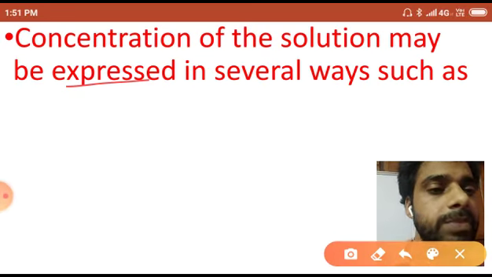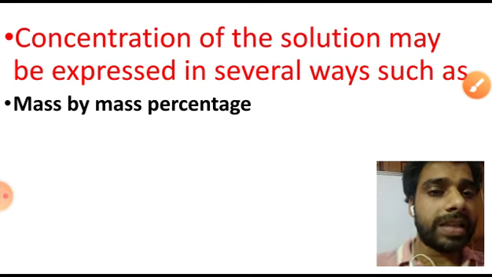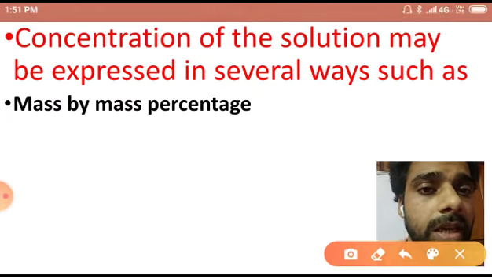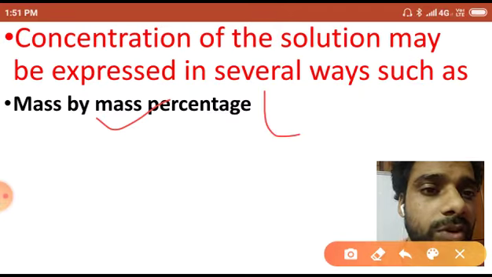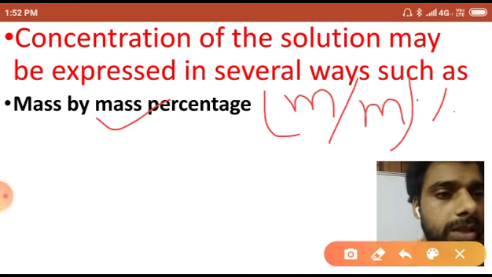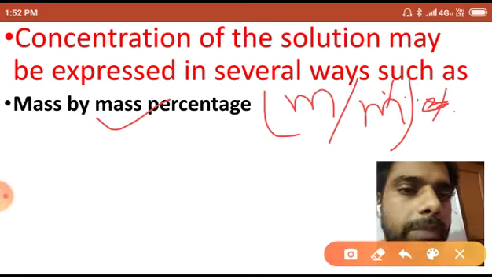When we express this in mass by mass, the first method to express the concentration of the solution is mass by mass percent, which we can also write as m by m percent.